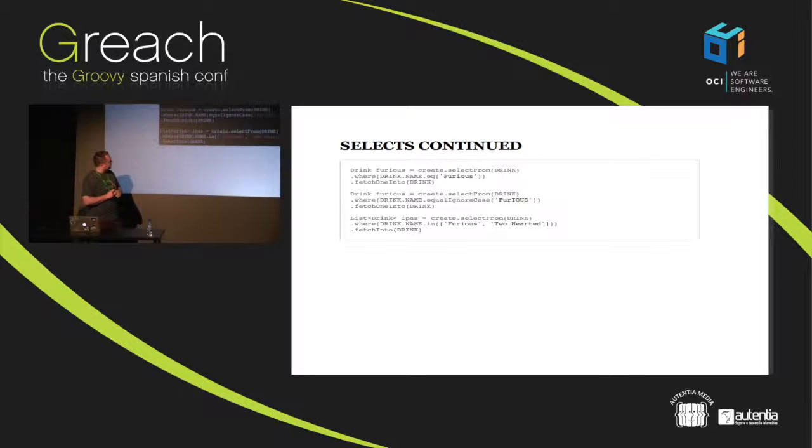The second one is just an example of ignoring case, very simple and similar. And then the last one here is doing an in query, so just making sure that the name is in one of those two names. Too Hard is another IPA, I think that was from Michigan.